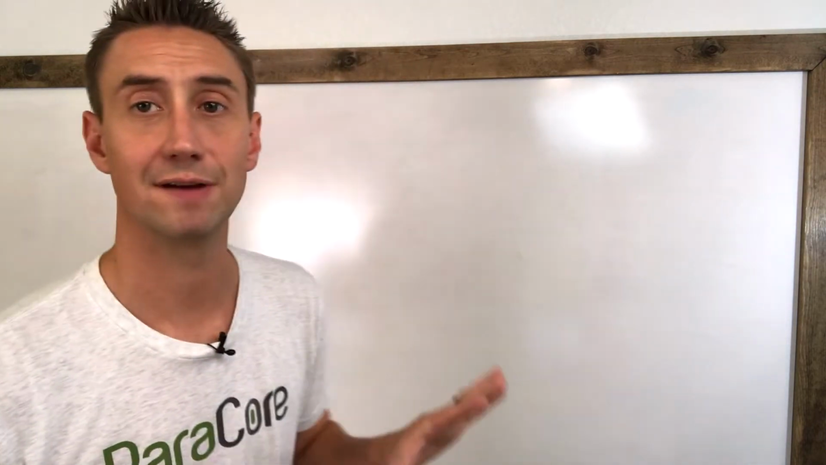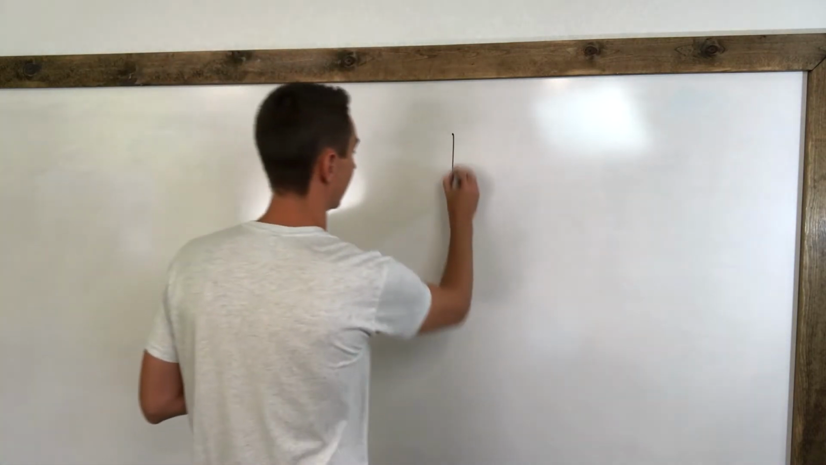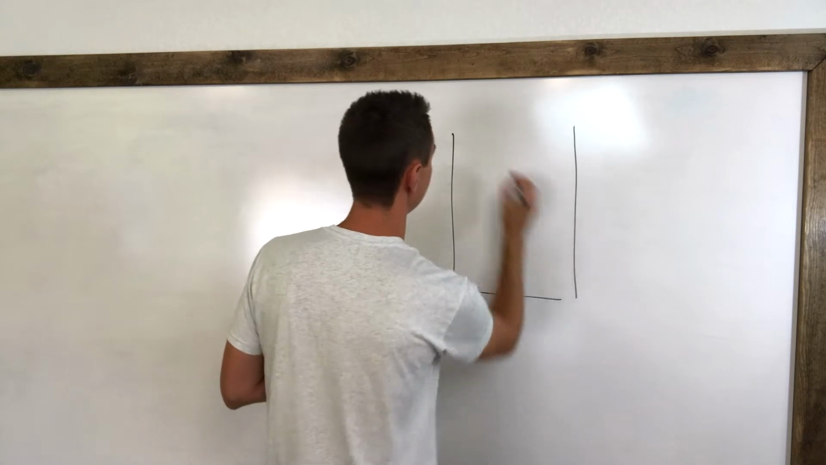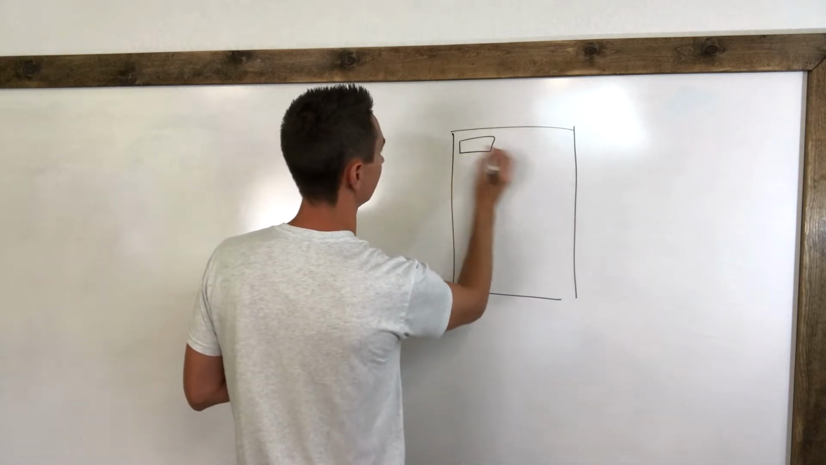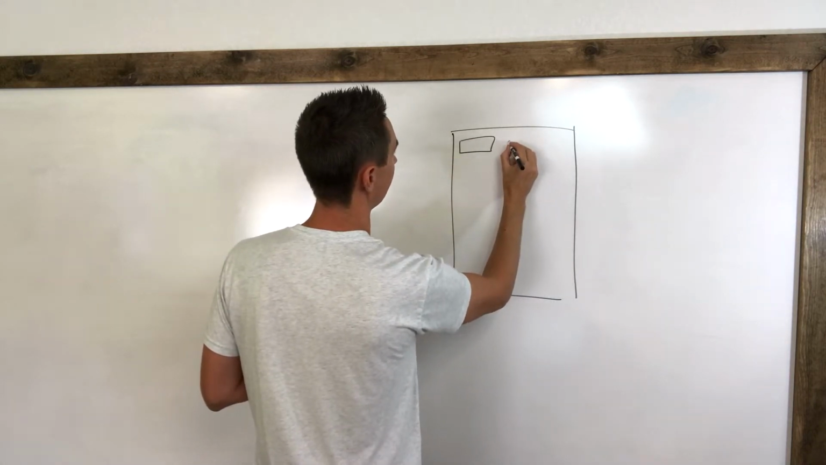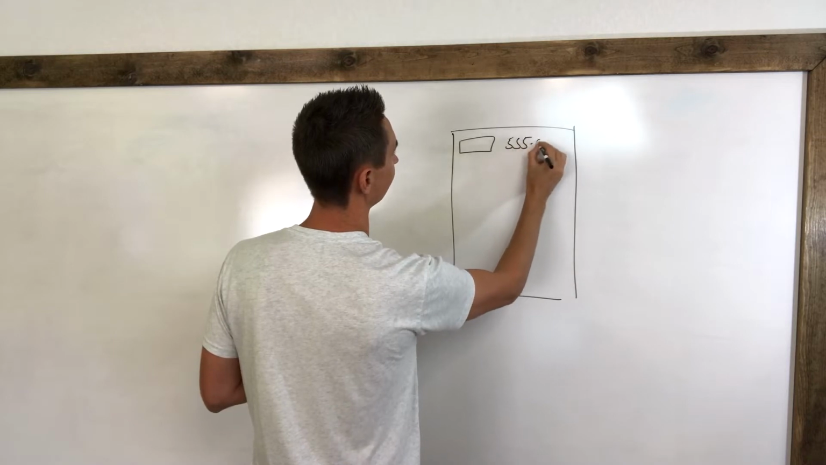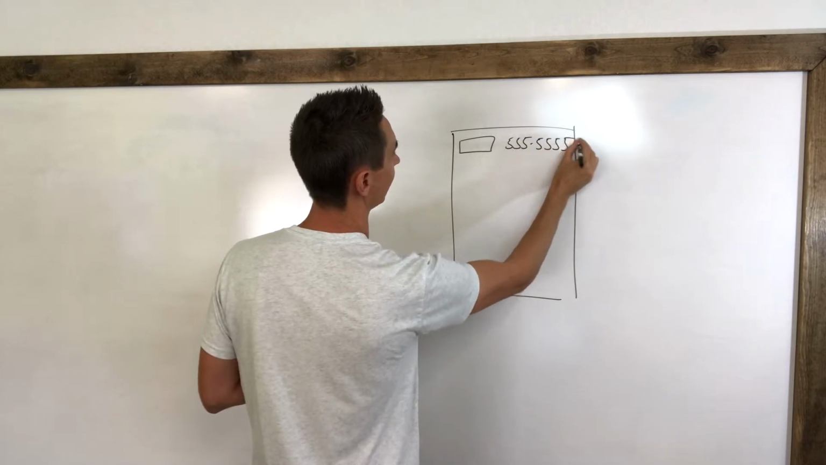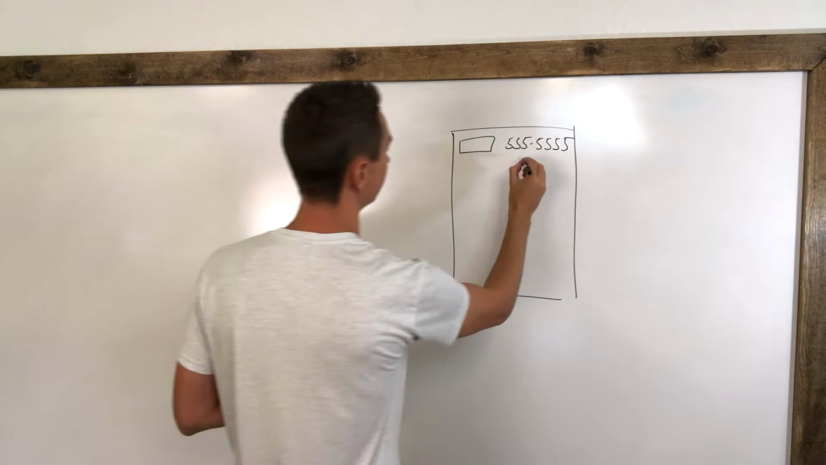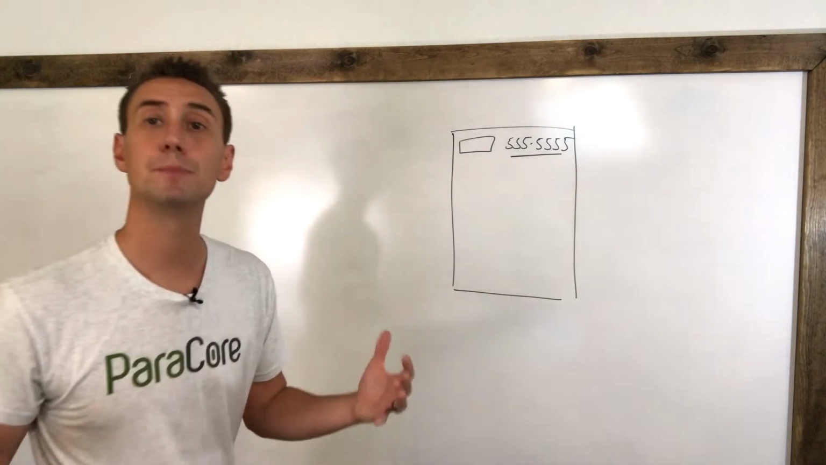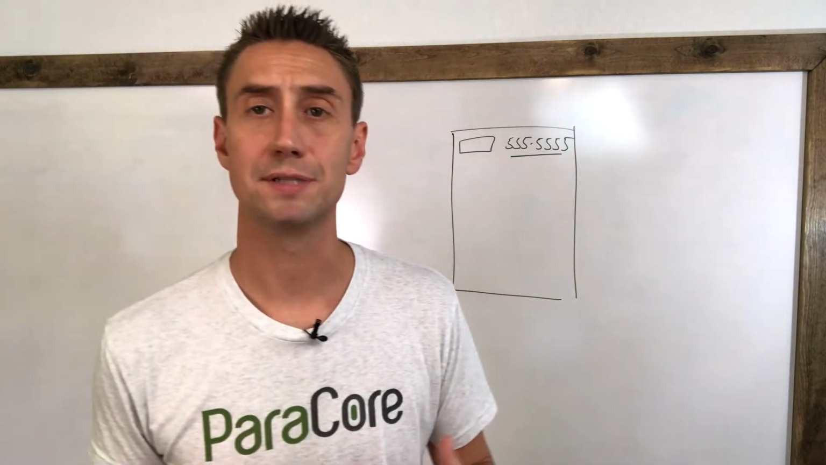All right, so basically what we're going to do is start off with a website, just a very, very basic website. This website could be a landing page, it could be basically anything. And we're going to use 555-5555 as our number. This is the number on the website that people see when they go to the website and just view it.